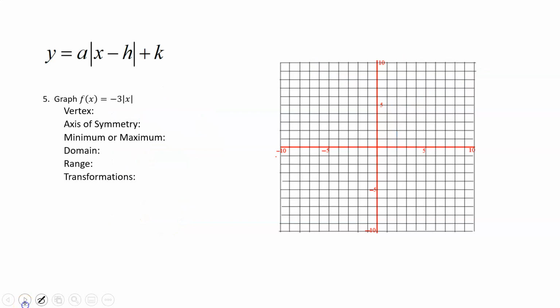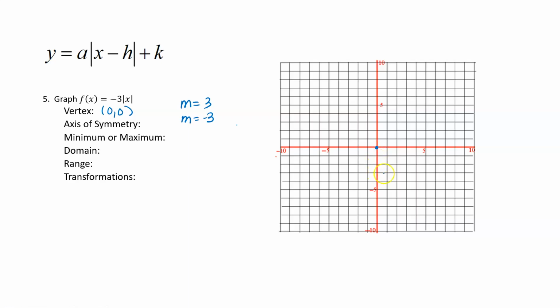All right. One more. We have f of x equals the negative absolute value of 3x. Our vertex here is 0, 0, because there's no h, there's no k. So this time my slope is going to be 3 and negative 3. Oh, let's back up the track. So I have down 3 over 1.